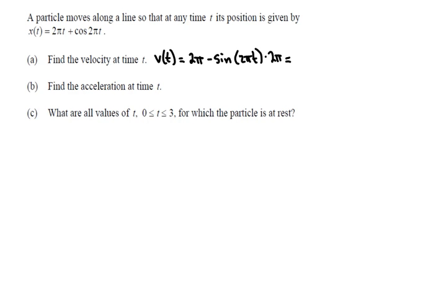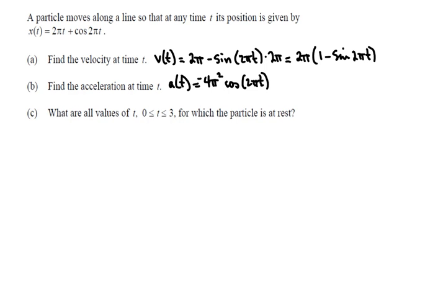So altogether this gives 2 pi times 1 minus sine of 2 pi t. That would be the velocity. Now for the acceleration, I'm not going to use the factored form. I'm going to take the derivative of 2 pi, which is 0, and the derivative of negative 2 pi sine of 2 pi t. And so I believe that the final form comes out to be negative 4 pi squared cosine of 2 pi t.